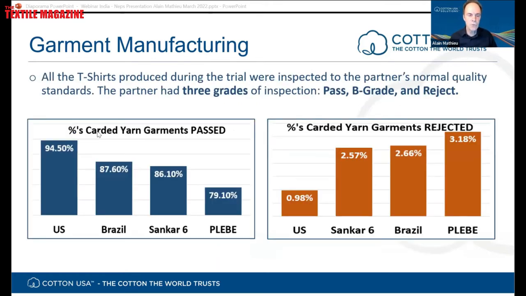All the t-shirts produced during the trial were again inspected using the partner's normal quality standards and procedure. The partner had three grades of inspection: passed, B grade, and reject. The chart on the left shows the percentage of the carded yarn garments that passed the inspection, and on the right, the percentage of garments that were rejected. Again, US cotton shows the best performance.